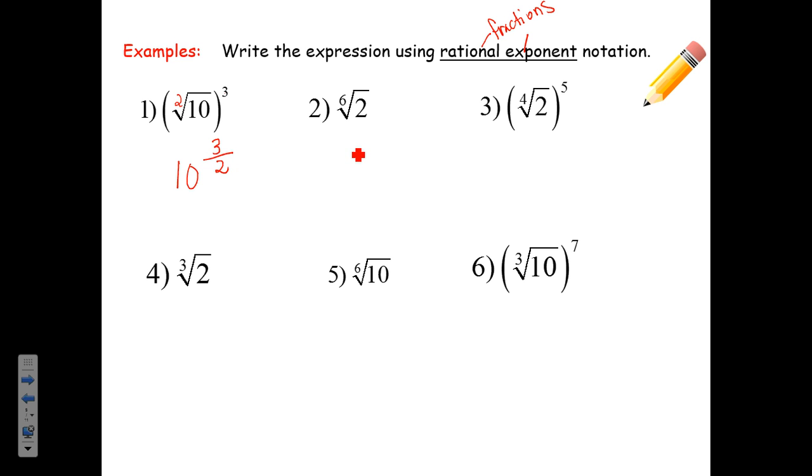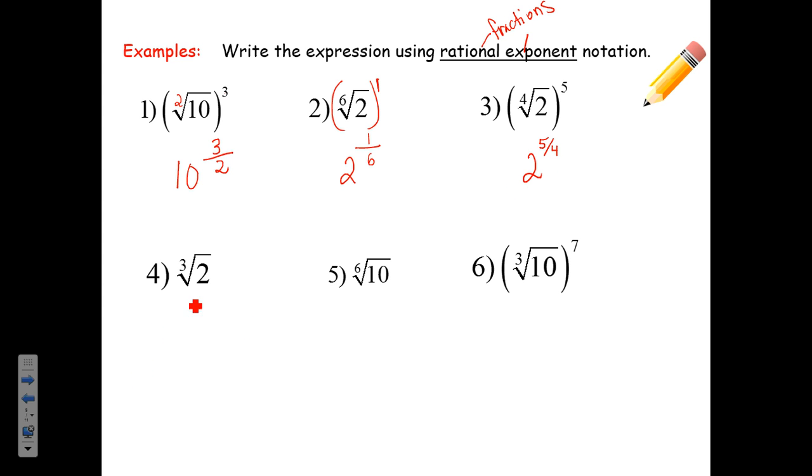All right, the next one is the 6th root of 2. I would take and make 2 my base, and 6 is my index, so that goes on the bottom of my fraction. And this is all raised to the 1st power, and so it would be 2 to the 1/6 power. 4th root of 2 to the 5th power would become 2 to the 5/4 power.